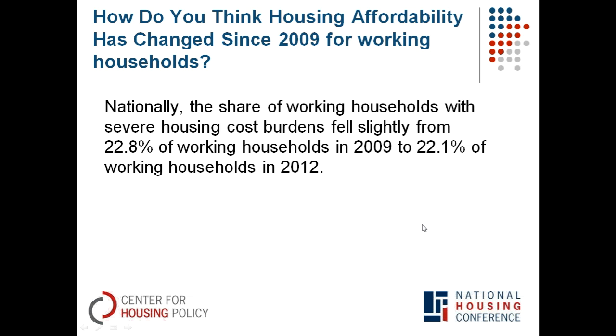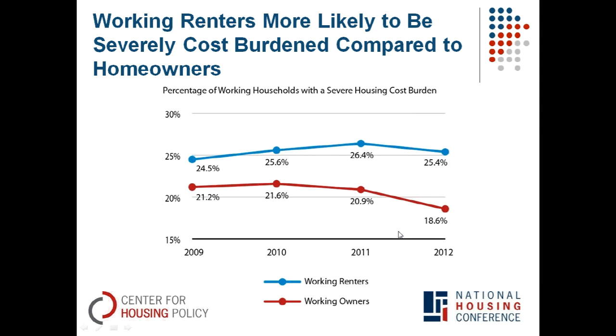So now let's talk about this in a little bit more detail and break it out by working renters and working owners. In this graph, you see two lines. The top line, the blue line, represents working renters, and it shows you what share of working renters in 2009, 2010, 2011, and 2012 had severe housing cost burdens. The red line below shows the same for working owners.